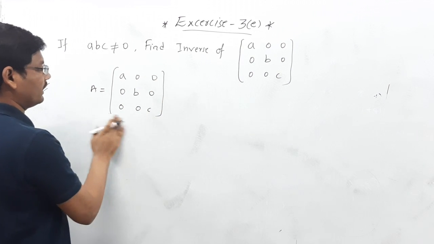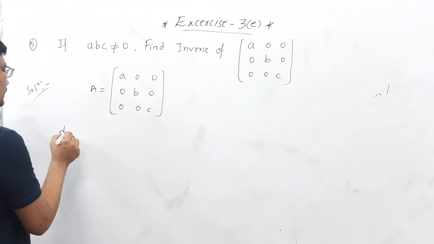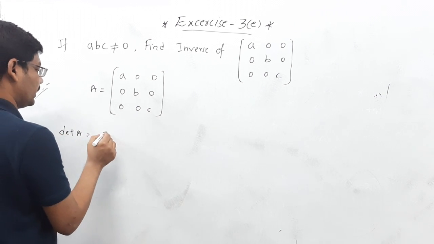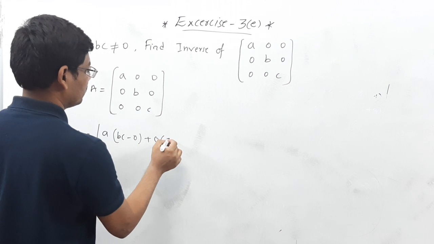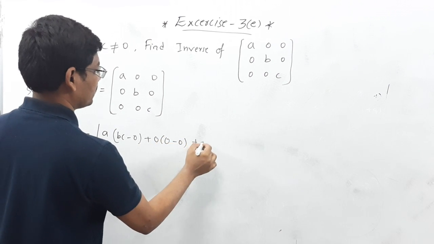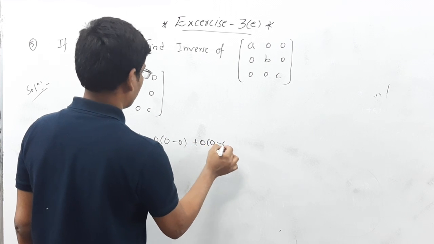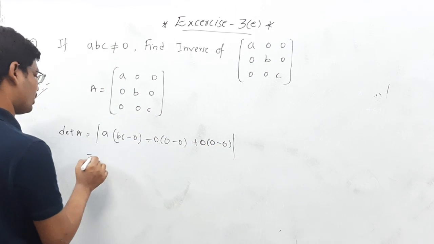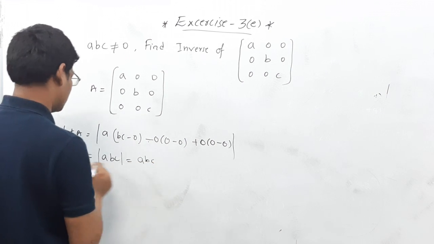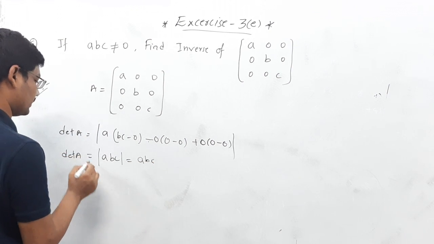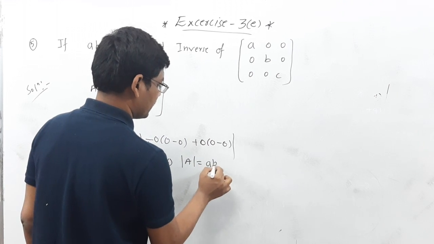Now we need to find the inverse. Inverse is nothing but, first we need to find det A. Det A is equal to A into the minor BC minus 0, and plus 0 into 0, minus 0 into 0, plus 0 into 0. Everything else will be 0, and we get A into BC, which is ABC. So det A, or mod of A, is equal to ABC.